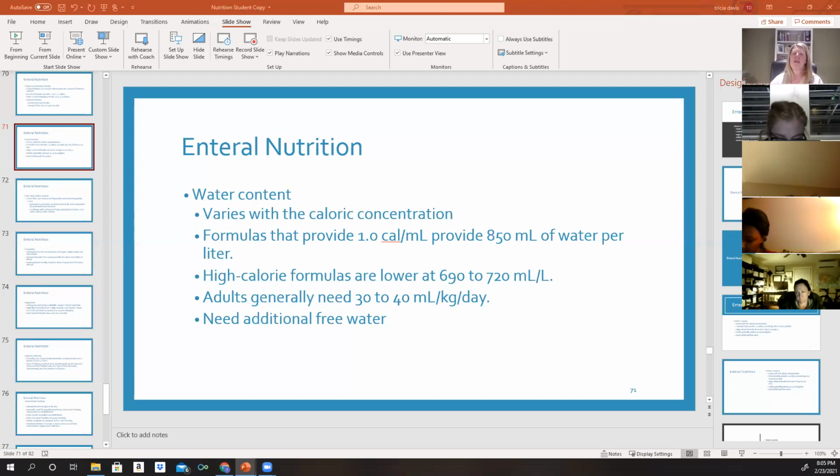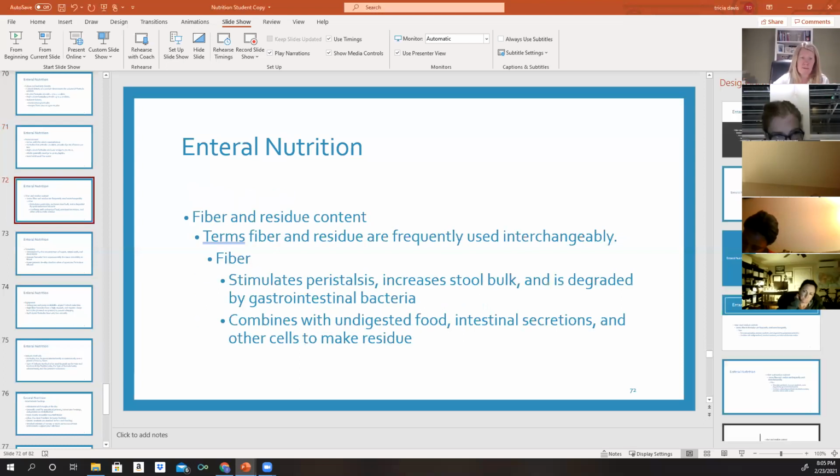But then you also want to give them free water. And then the nutritionist, again, will also decide this. So they'll tell you, give a 240 ml flush every 4 hours, or give a 120 ml flush after each feeding. You just have to make sure you're paying attention to your order set and following what the nutritionist orders.